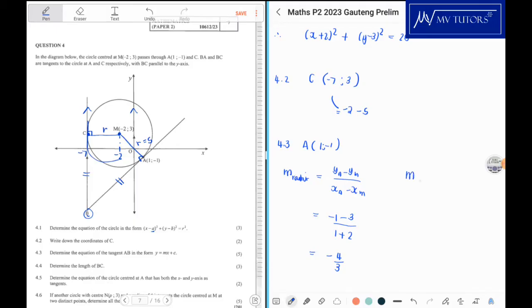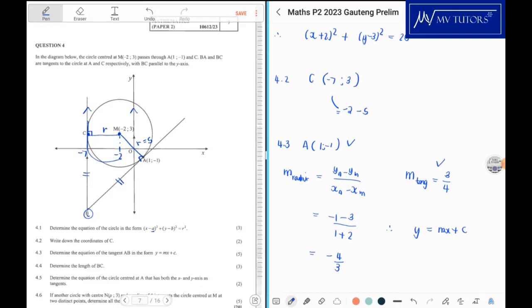Now what would be the gradient of our tangent? Well, if you take the gradient of your radius multiplied by the gradient of your tangent, you get -1. So if we're working back, the gradient of the tangent will actually be 3/4, because 3/4 multiplied by -4/3 gives you -1. Now we have our point and we have our gradient. Therefore, we can substitute in this equation to get the value of C.